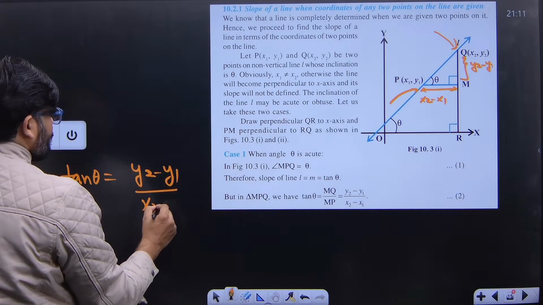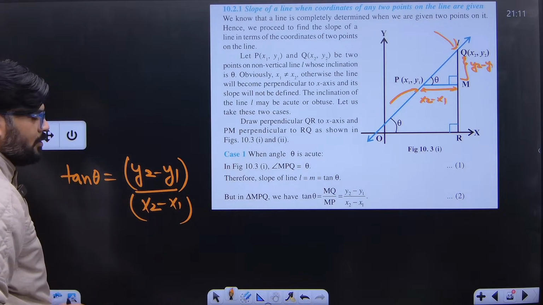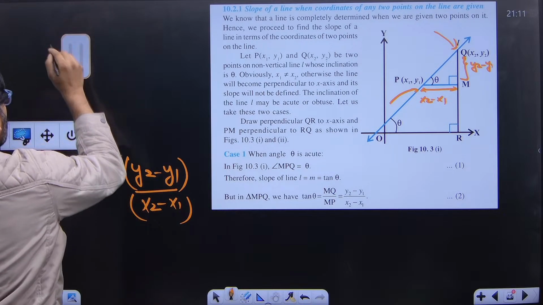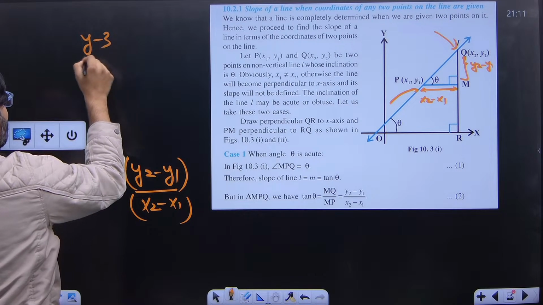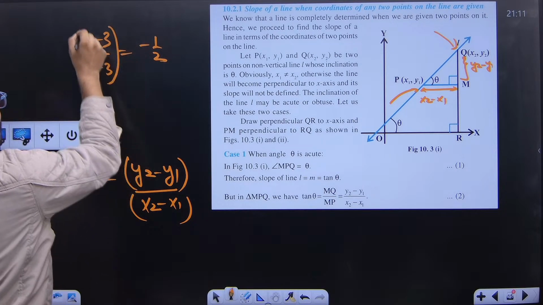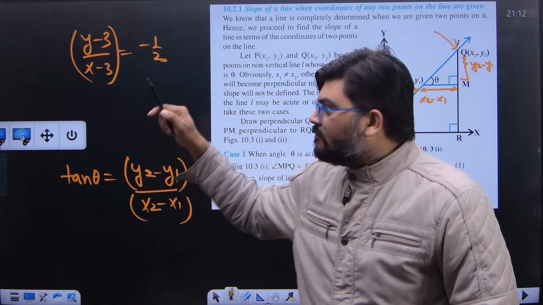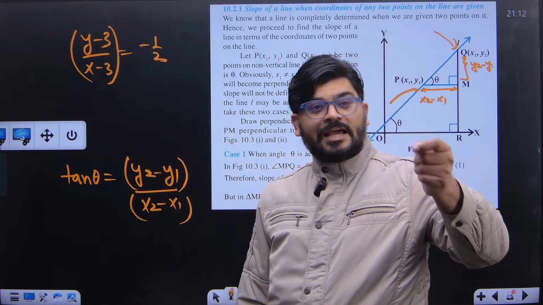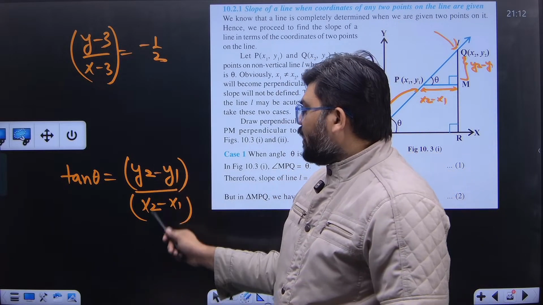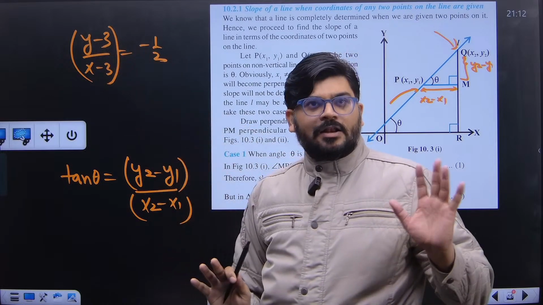And what is the base side? It is x2 minus x1. So this is your formula. You remember yesterday I wrote one question like this: y minus 3 upon x minus 3 is equal to slope. Can you remember? So what was x1 y1? x1 y1 was 3 comma 3 because the line was passing through 3 comma 3. And the other point, x2 and y2, was not given there. So I took it as x and y, a general point.